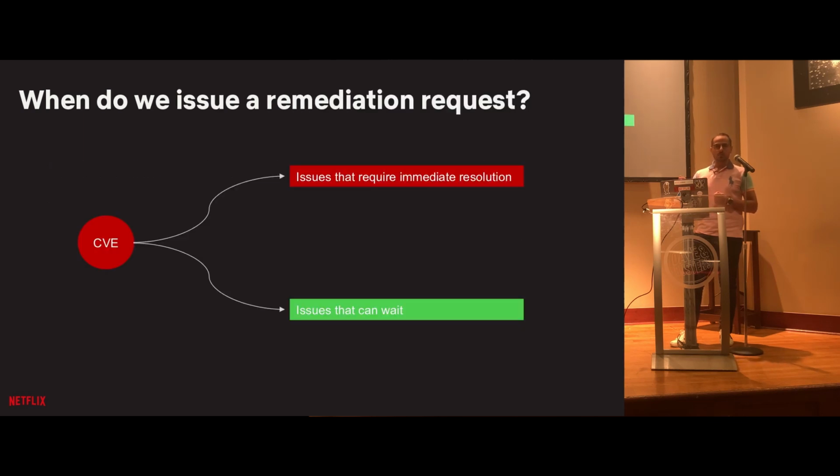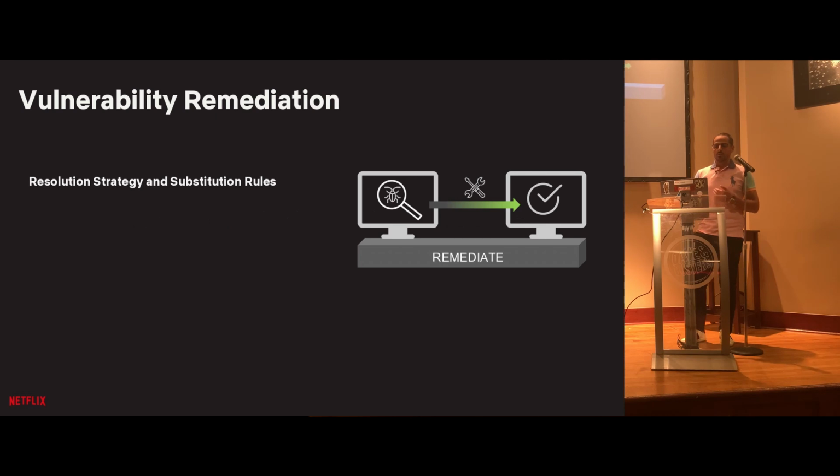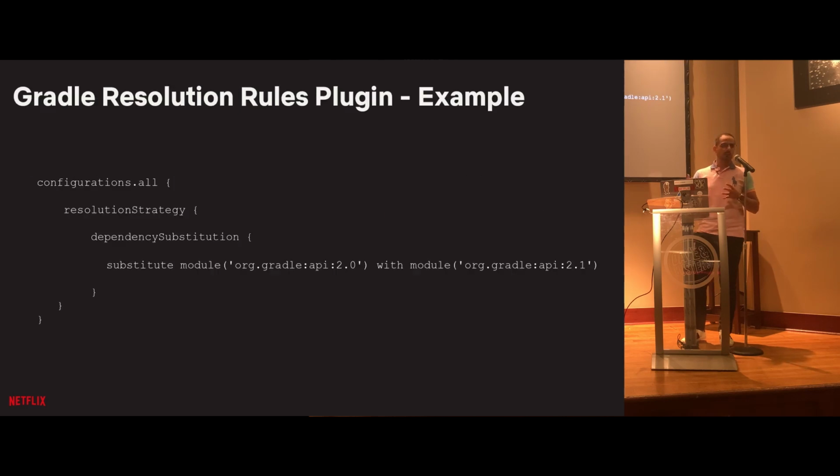We can conclude things such as remediation strategy request. So we can say, OK, there are things that would require immediate resolution, and there are things that can wait. For the things that require immediate resolution, we can do things like resolution strategies. Think about a resolution strategy as actually forcing a specific version. So if you know that there is an immediate action needed for a specific vulnerability, like Struts for example, then you can force that version to say, OK, substitute this module with this module version.